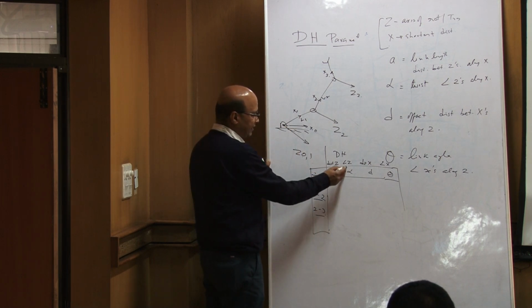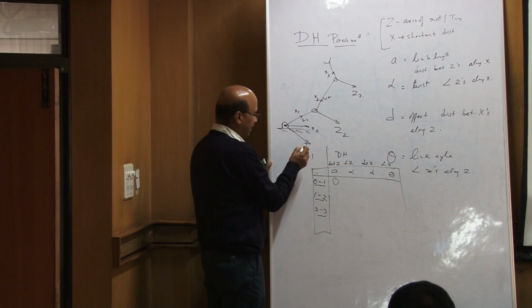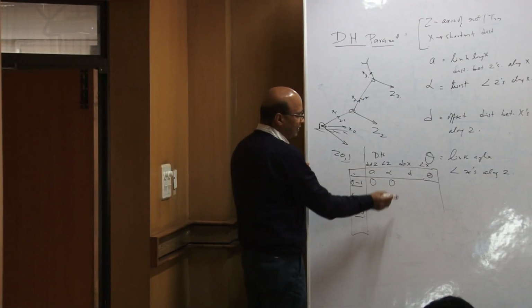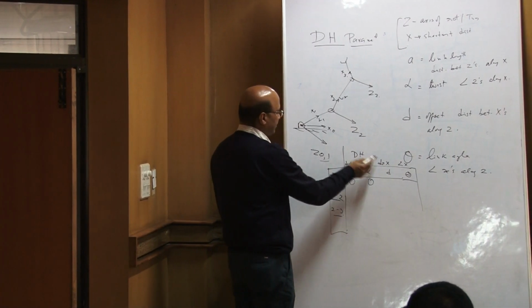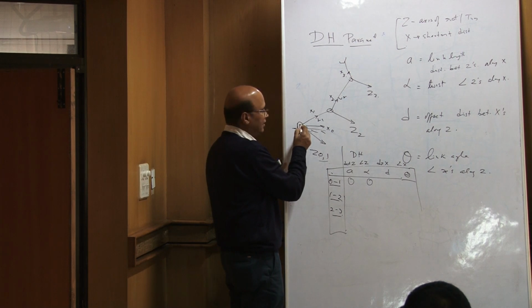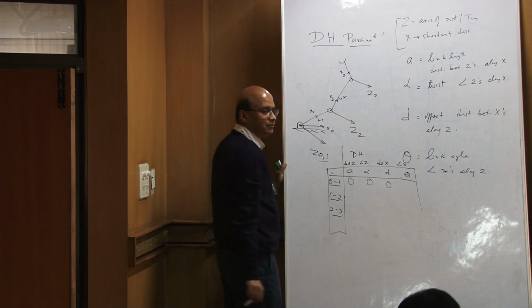Next is alpha, the angle between the z axes. Again z0 and z1 are the same axis, so again it is 0. Now d is the distance between the x axes. Now x0 is here, x1 is here, they're intersecting at that point. So again there is no distance, so it is 0.